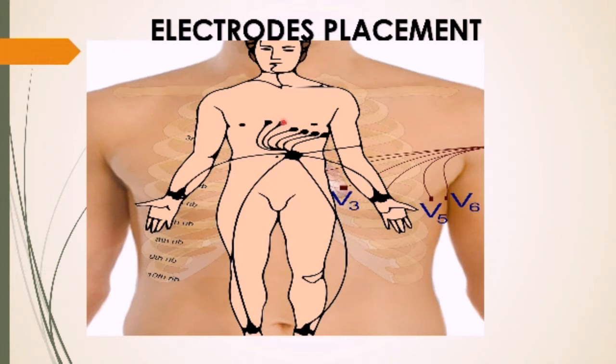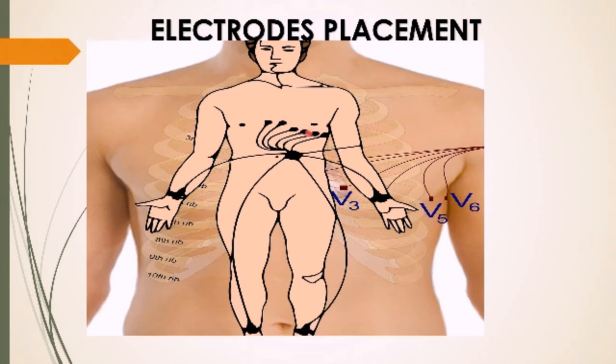Then C2 is at the same level as C1, but at the left edge of the sternum. Good.